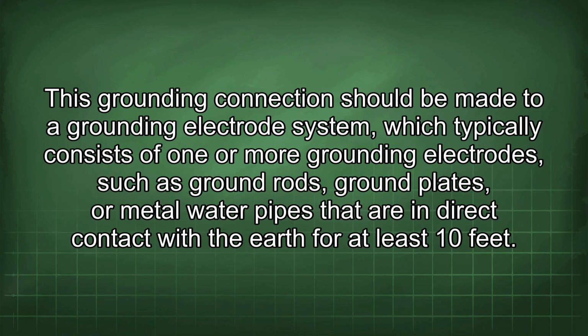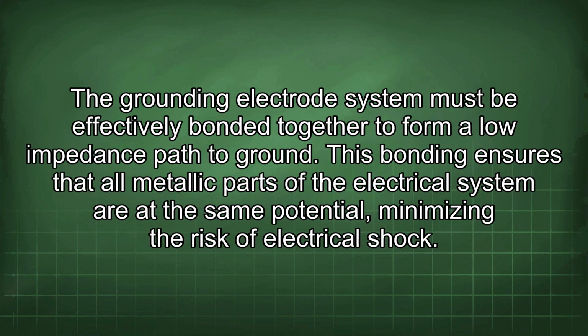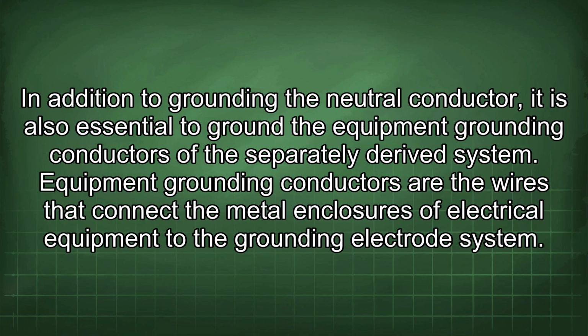This grounding connection should be made to a grounding electrode system, which typically consists of one or more grounding electrodes, such as ground rods, ground plates, or metal water pipes that are in direct contact with the earth for at least 10 feet. The grounding electrode system must be effectively bonded together to form a low impedance path to ground. This bonding ensures that all metallic parts of the electrical system are at the same potential, minimizing the risk of electrical shock.